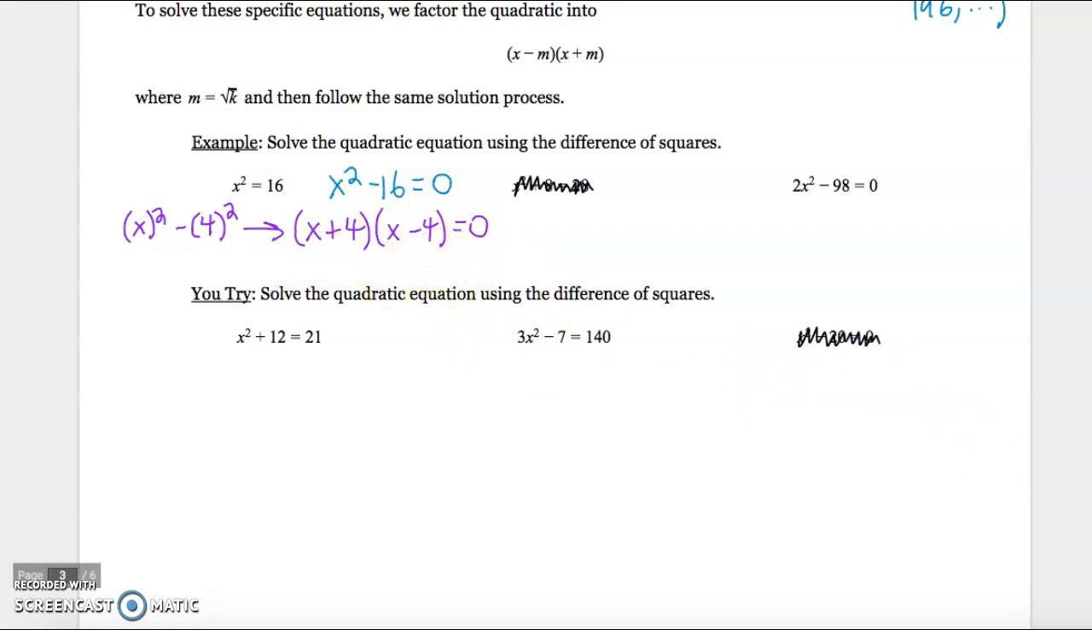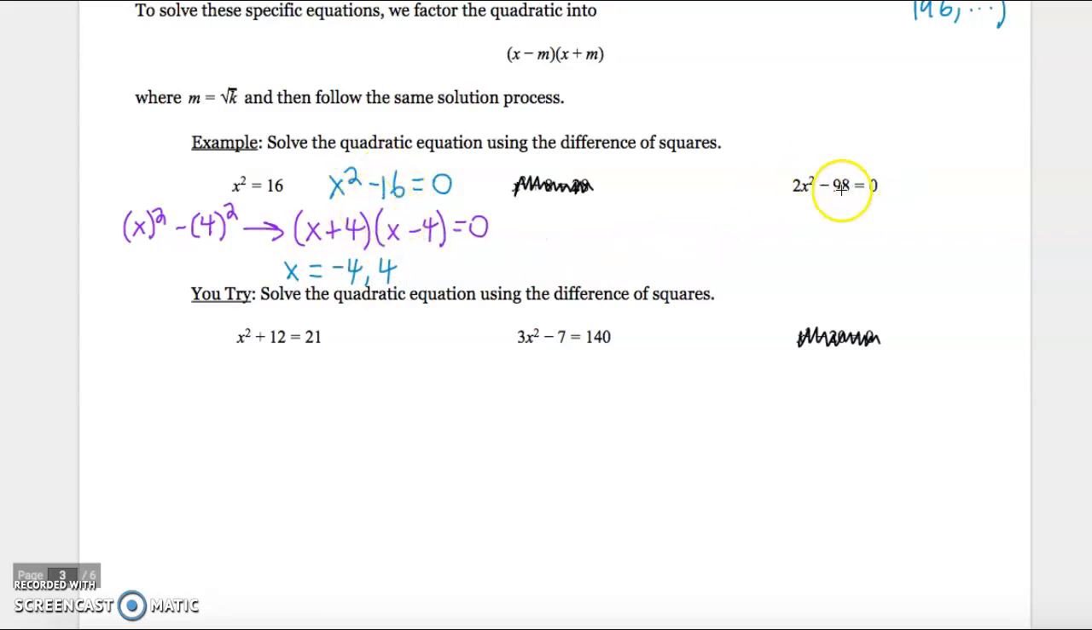And that's how you get your difference of squares. Then for your solutions, you set them separately equal to 0, and your final answers at the end would be -4 and +4. Okay, so anytime you have a difference of squares, you can use that.